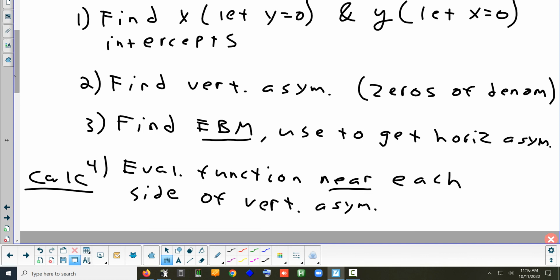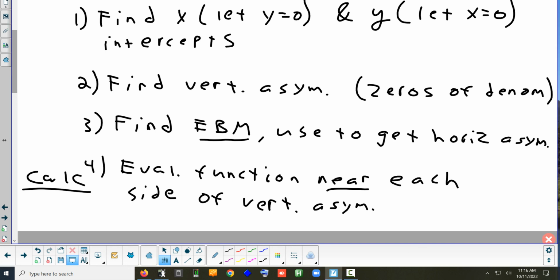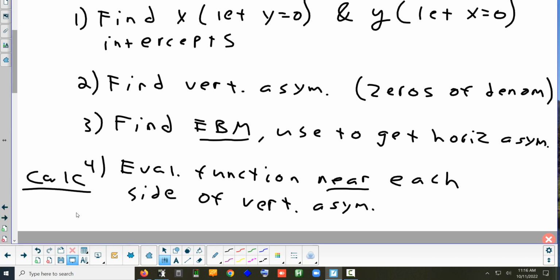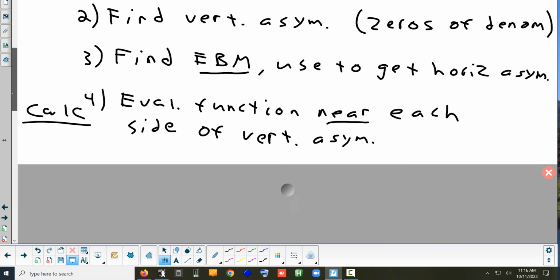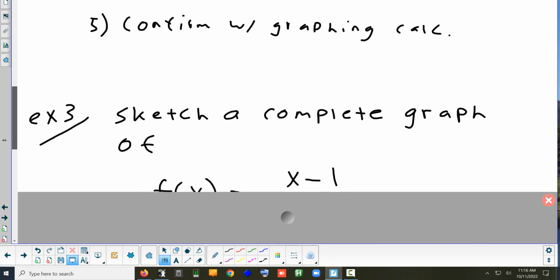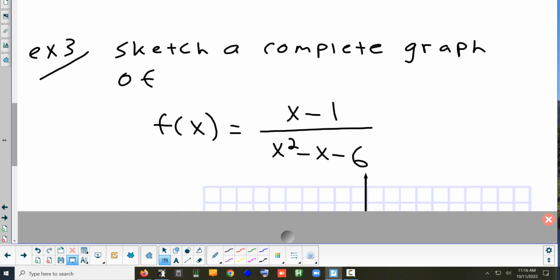And that's basically the 4 things we want to try to find when we do a sketch. So we'll try a few sketches, and then that'll be it. And you can always double check on the calculator after you're done, make sure it came out right.